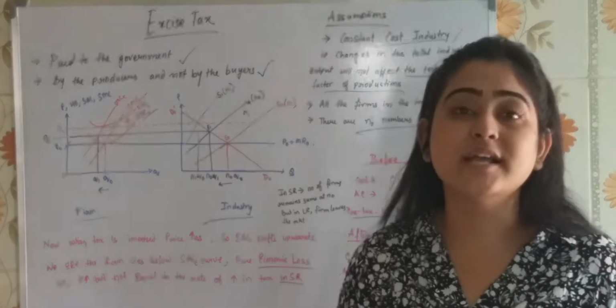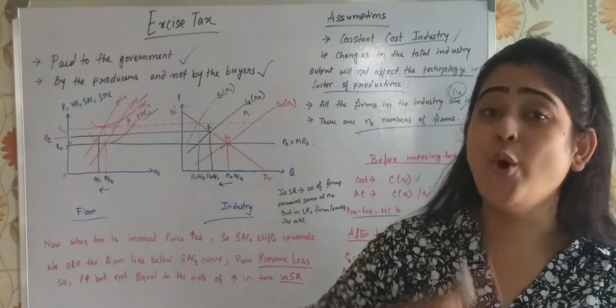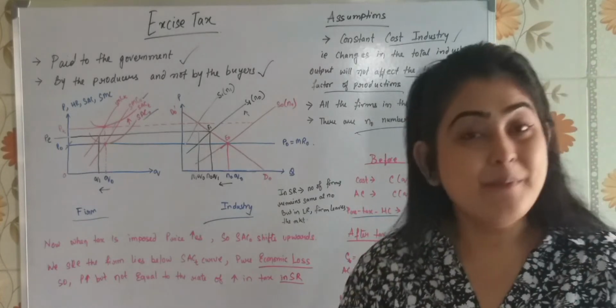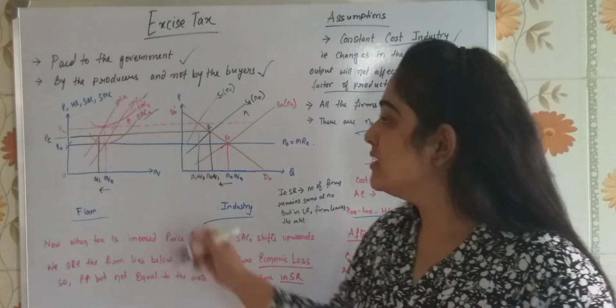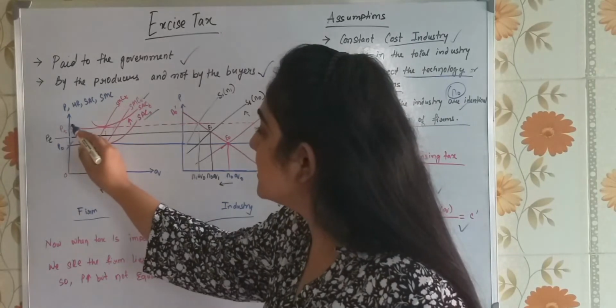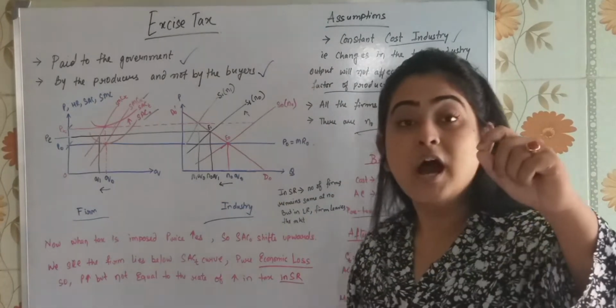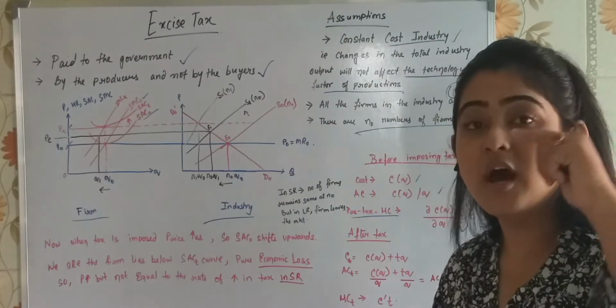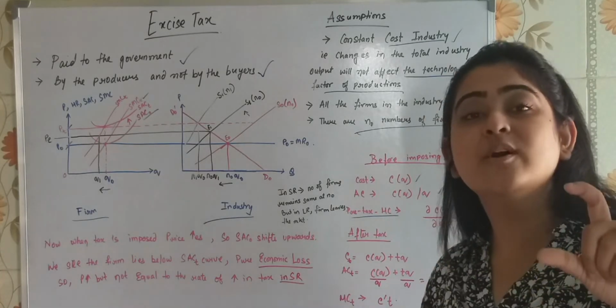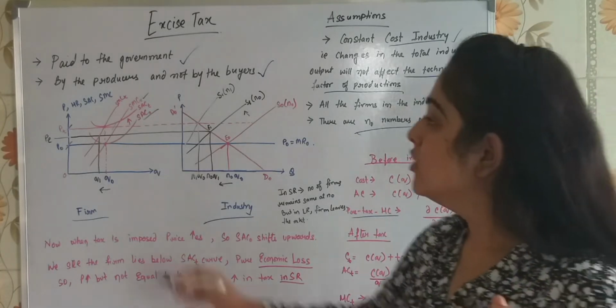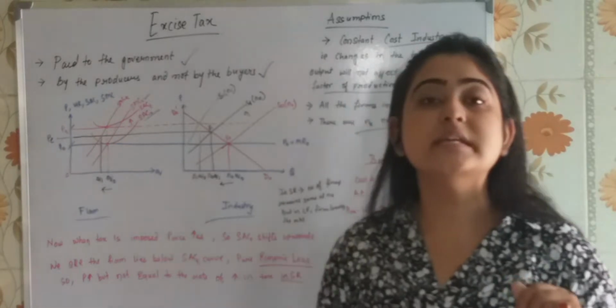Now, we are going to impose an excise tax on each and every unit of quantity produced. Remember this term. Now what is happening? PT is the price. Now that the excise tax is imposed on every quantity, that means the price is going to increase, right? The price is increasing to PT, suppose.